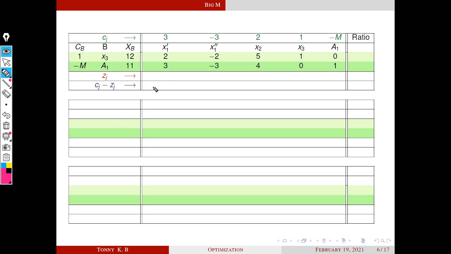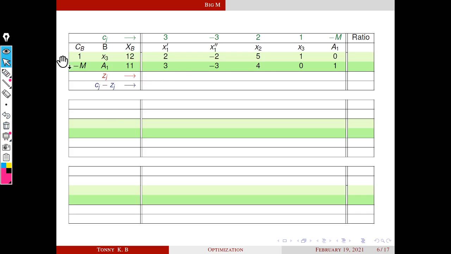What is z1? How to find z1? Cost into respective column. So in the case of the first one, it is 1 into 2 plus minus m into 3, so minus 3m plus 2. You got it? Similarly, you can evaluate all the Zjs.